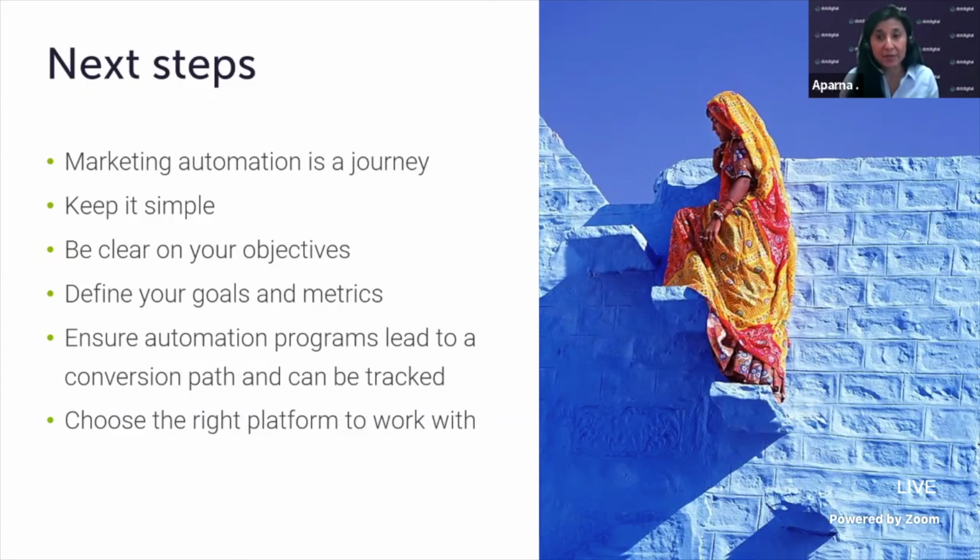Start with programs that can be made and implemented quickly and easily, and then build your activity up from there. You've got to start somewhere. Be clear about what you want to achieve from marketing automation and why these objectives matter. Begin by defining your goals and those metrics. Be clear about the drivers that you will want to deliver for your numbers. Whatever it is, ensure each of your automation programs that lead to a conversion path on your site can be tracked for ROI. That's super important.